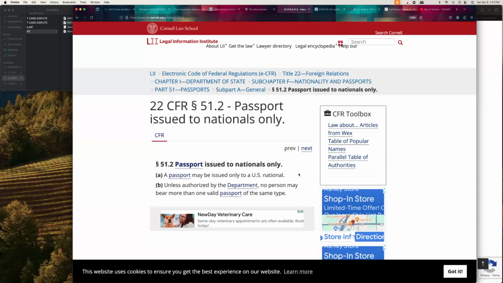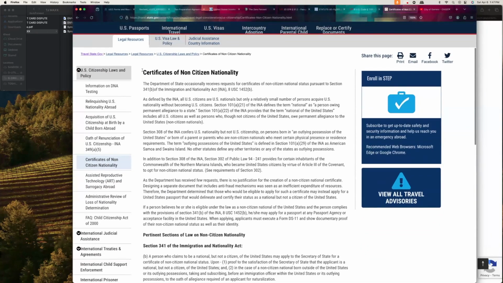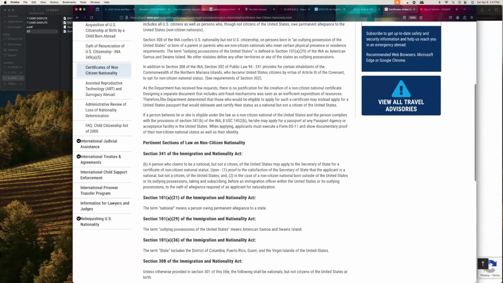citizens and to U.S. nationals. They even tell us in their article, certificates of non-citizen nationality. They tell us that all day long, right here. Therefore, the department determined that those who would be eligible to apply for such a certificate may instead apply for a United States passport that would delineate and certify their status as a national but not a citizen of the United States. It's going to look like everybody else's.